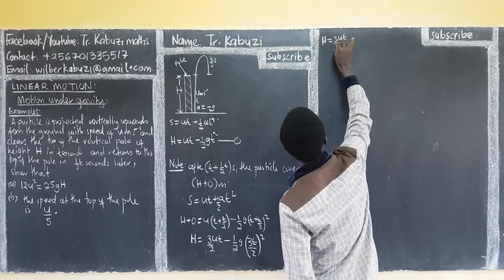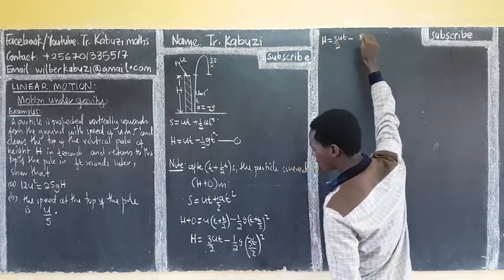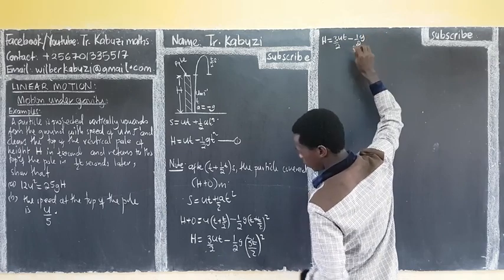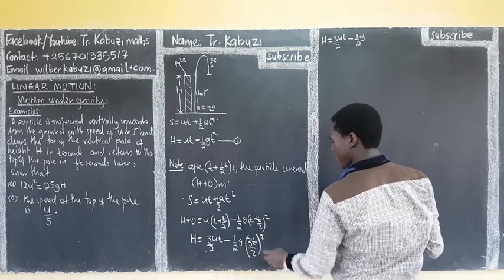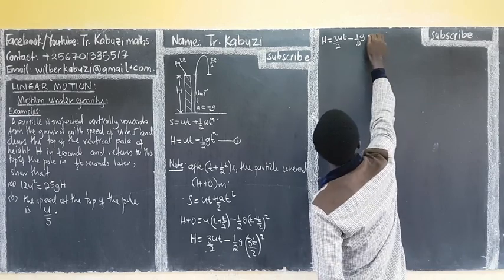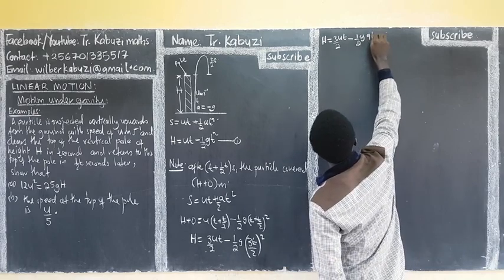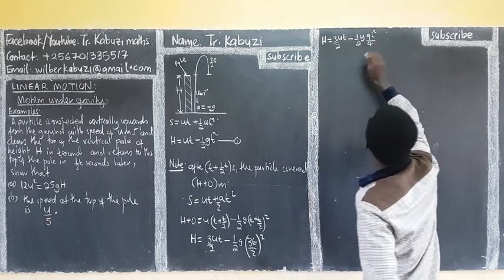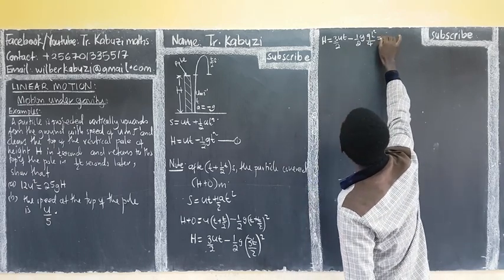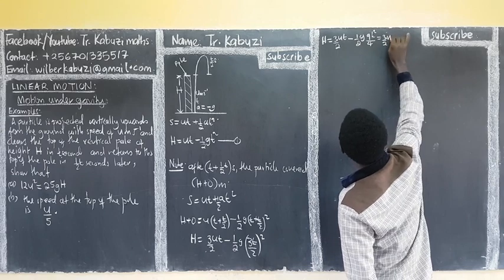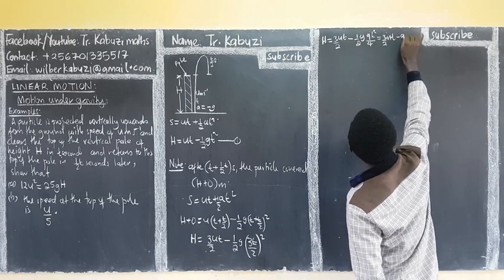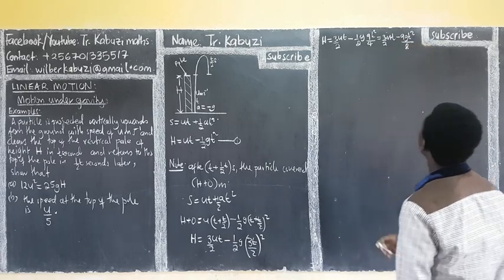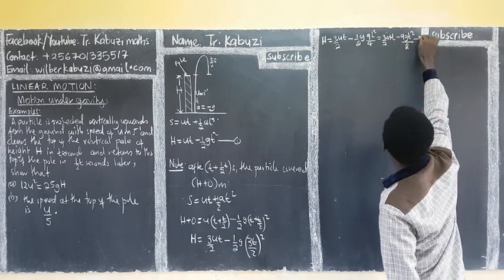our h from there is going to be 3ut over 2, then minus a half g. When we square this, we get 9t squared, the whole over 4. So which will be 3 over 2 ut minus 9g t squared over 8. And I call this equation 2.